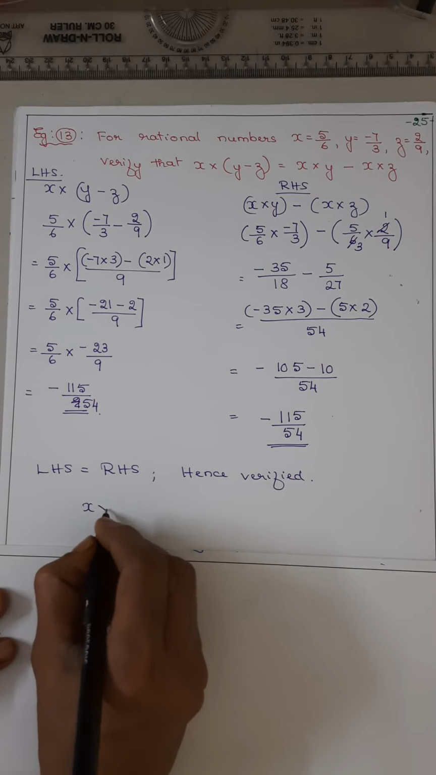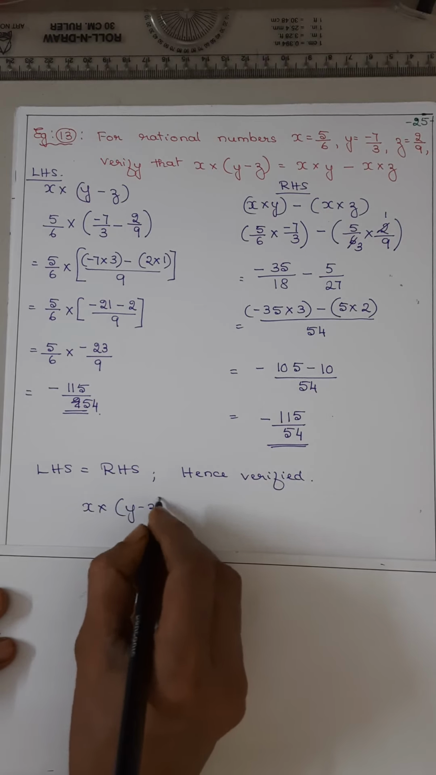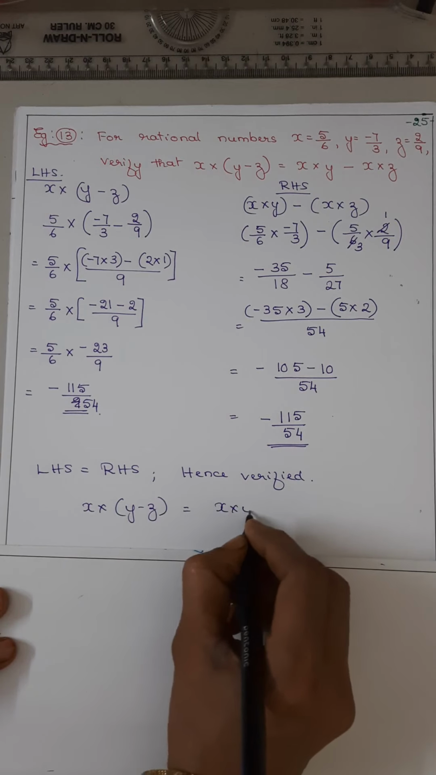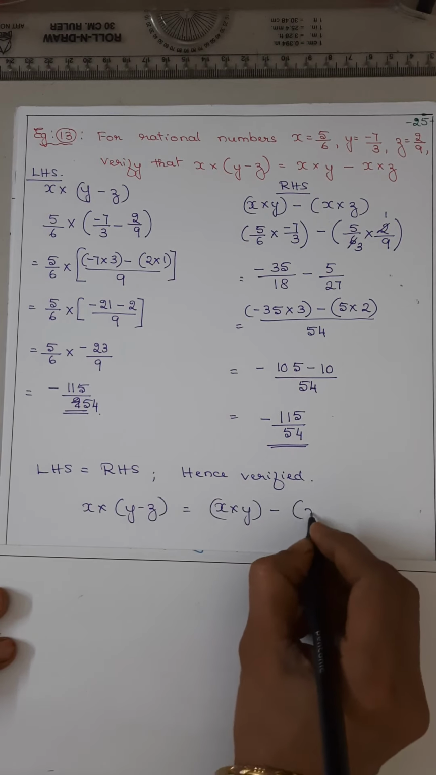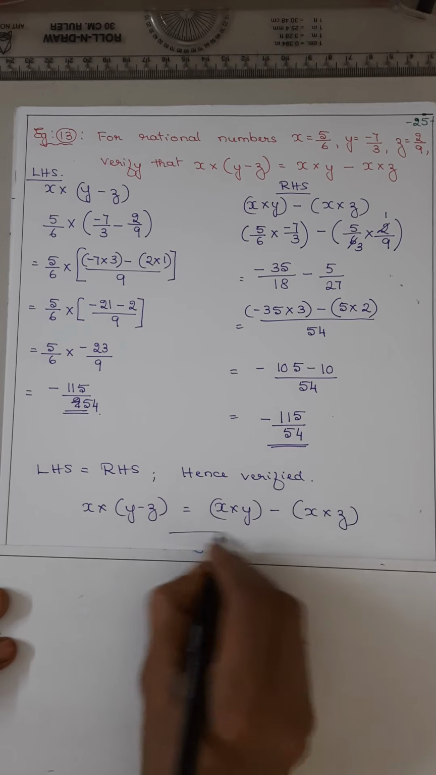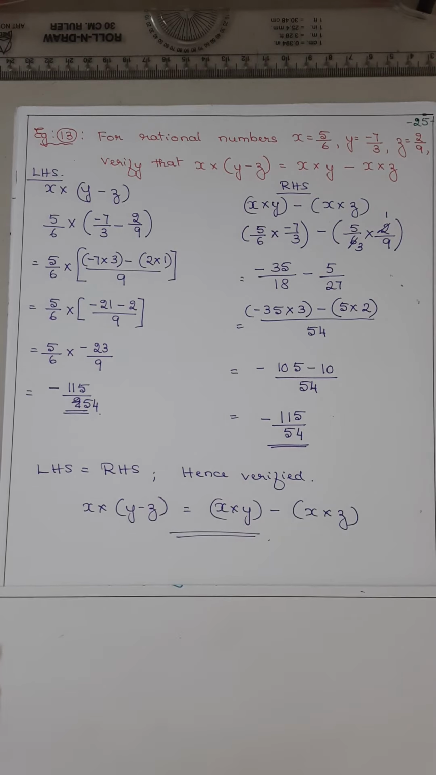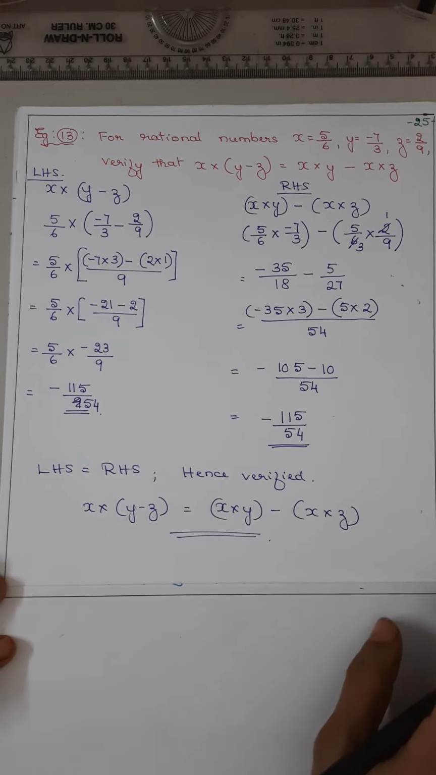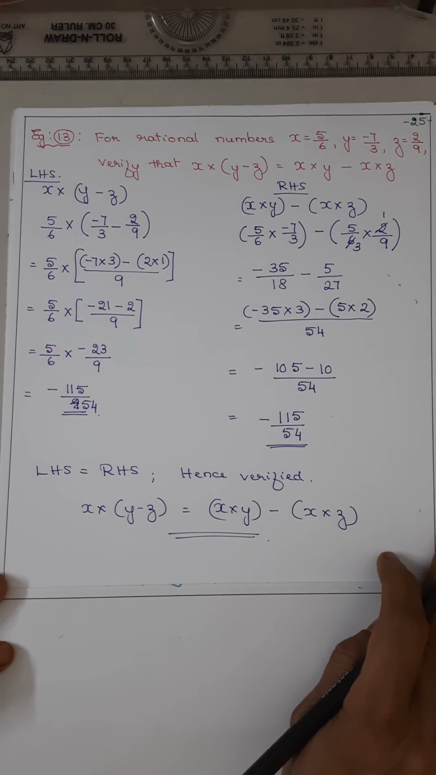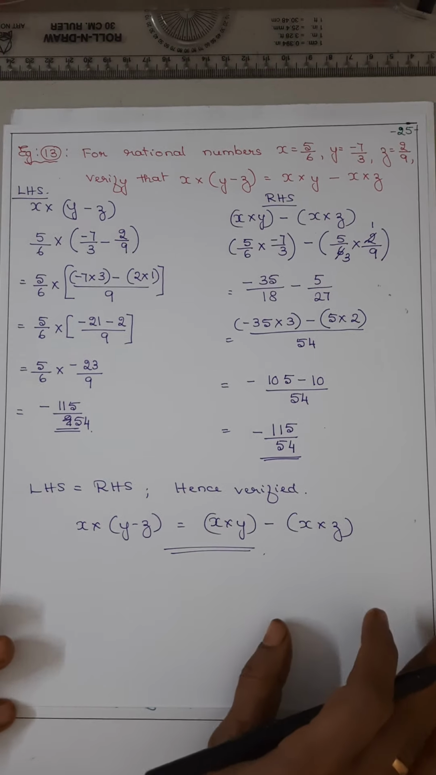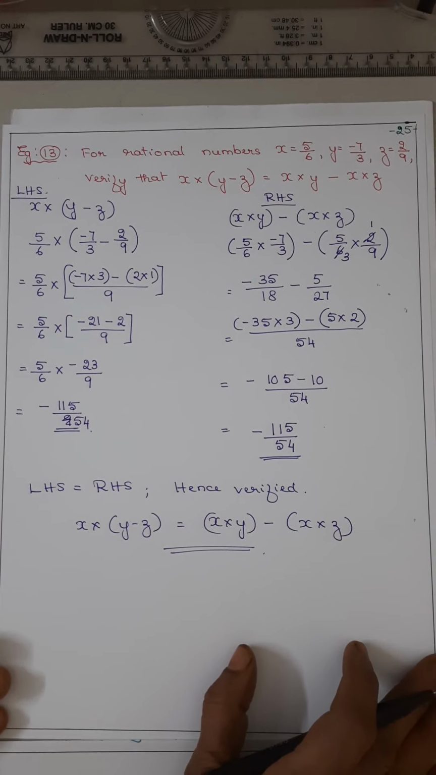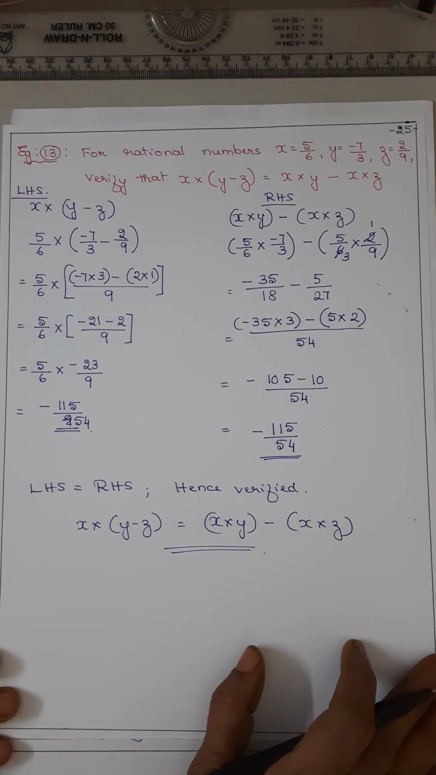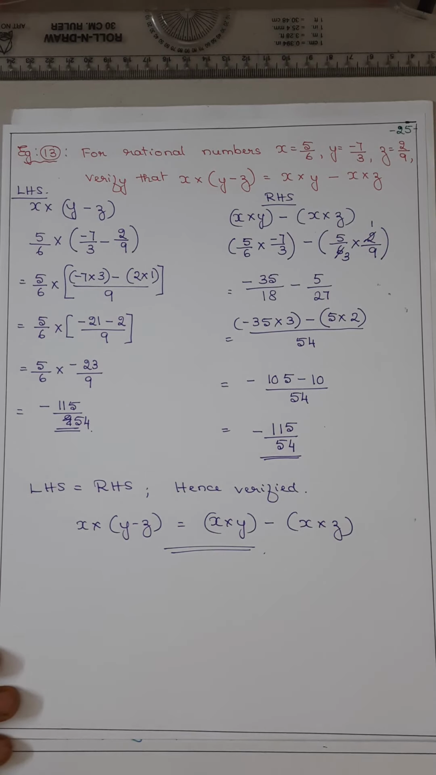What is it? x into y minus z is equal to x into y minus x into z. Understood? See, some silly mistakes we do, so better take care. So we have completed example 13, example for multiplication. Hope you have understood the properties and examples of the multiplication of rational numbers. Bye. Thank you.